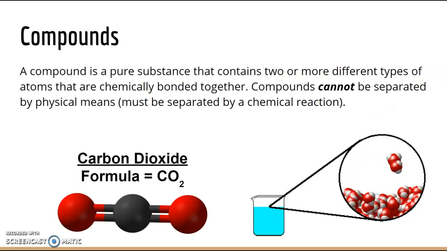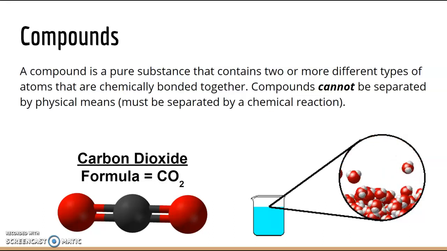Compounds are when we take two or more elements, so two or more different types of atoms, and we chemically bond them together. So they are chemically combined. Compounds cannot be separated by physical means. What that means is that we can't take the atoms of a compound and physically pull them apart from each other. They are stuck together chemically. The only way to separate a compound is to have that compound participate in some sort of chemical reaction.